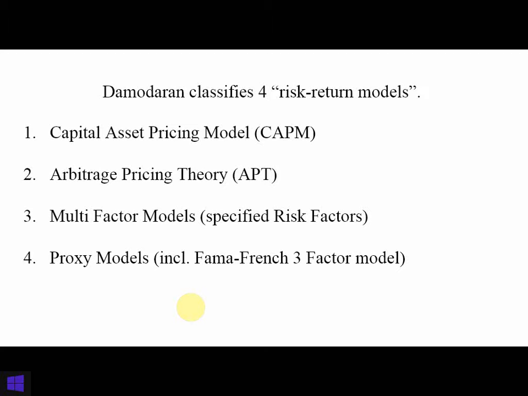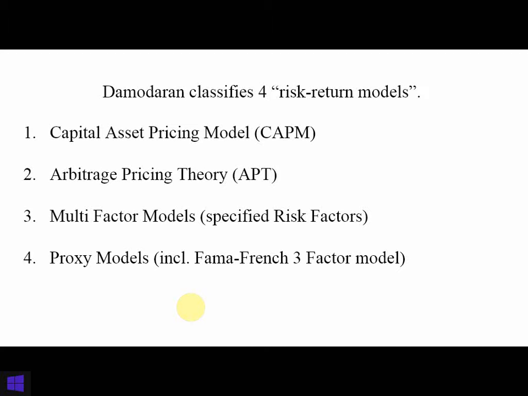The problem with this is it violates a basic rule of taxonomy, which is that your taxa have to be mutually exclusive. APT is actually a class, a species of multi-factor model. Proxy models like the Fama-French three-factor model are also a species of multi-factor model, so you can't put these outside. It's like saying Indians, Biharis, Bengalis, you can't do that. Biharis and Bengalis have to go into the Indian category. So this is a wrong classification.